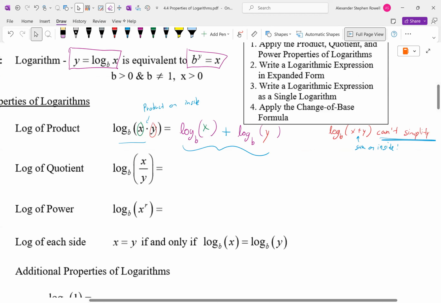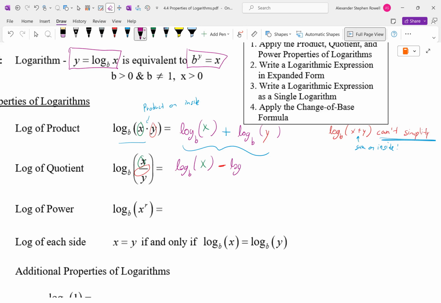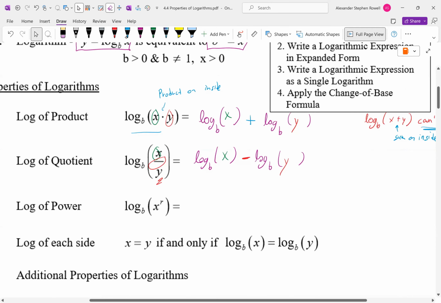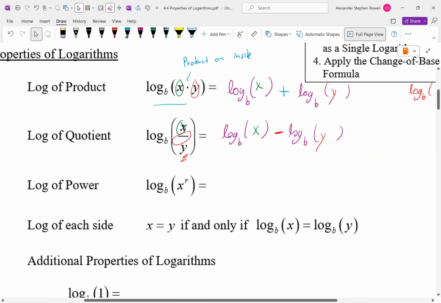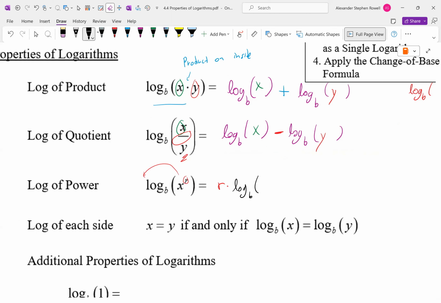Log of a quotient would become log base b of the top term, x, and this quotient becomes a subtraction instead of addition. Log base b of the bottom y. It's exactly like the inverse of exponents. Finally, if we have a log of an exponential, we're going to bring that r out in front and multiply it by the log of the same base of x.